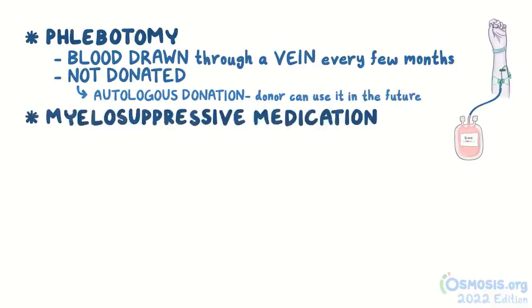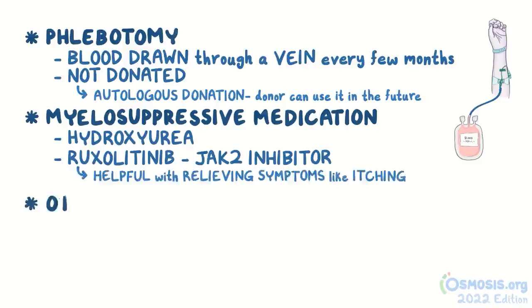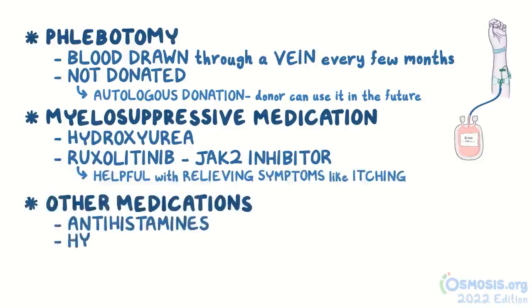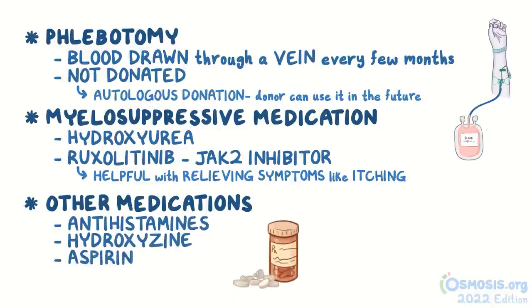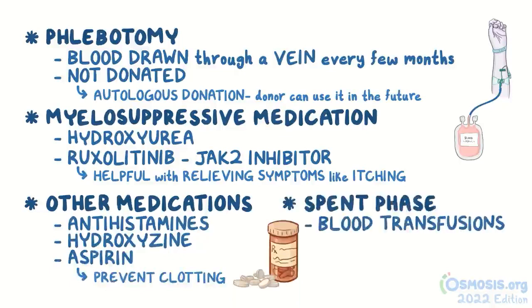Myelosuppressive medications, like hydroxyurea, as well as a JAK2 inhibitor, ruxolitinib, can be used to lower red blood cell formation. Ruxolitinib is also particularly helpful with relieving symptoms like itching. Other medications that can also help relieve symptoms include antihistamines, hydroxyzine, and aspirin. Aspirin is also used to help prevent clotting. In the spent phase, individuals may need blood transfusions at regular intervals.